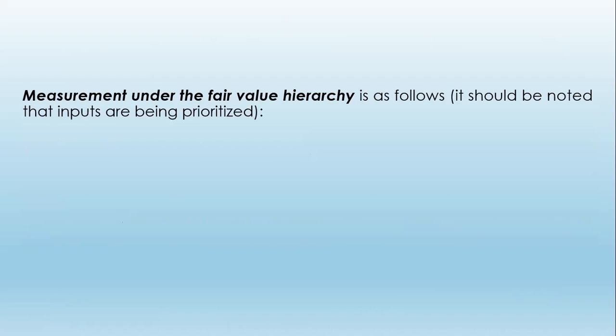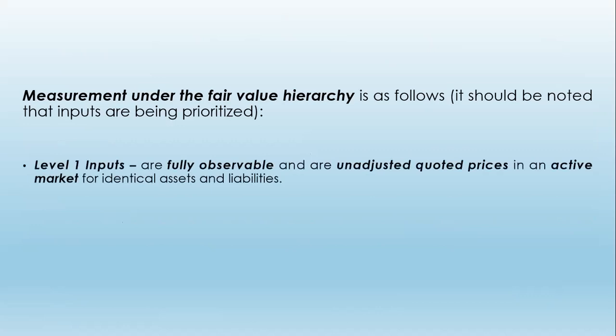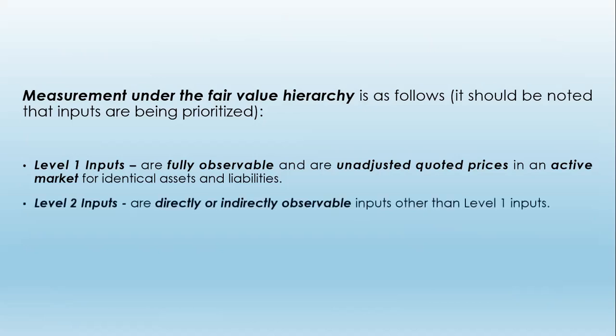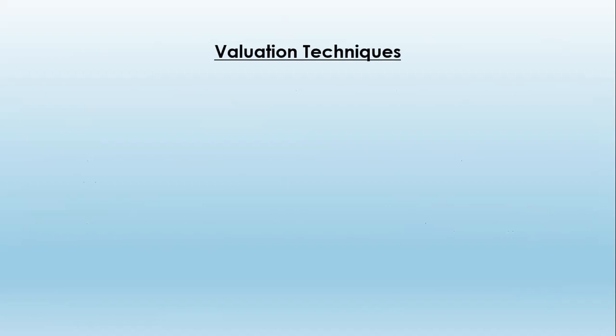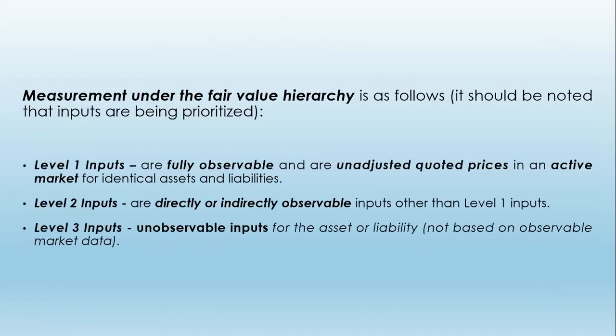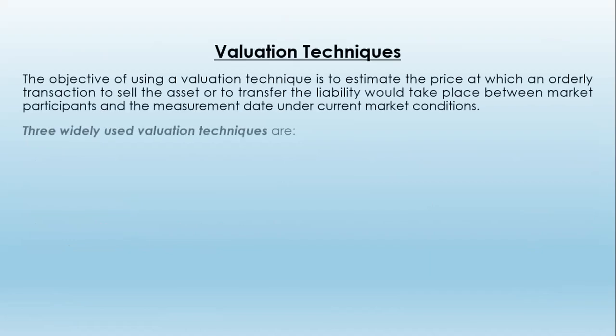It should be noted that inputs are being prioritized. Level 1 inputs are fully observable and are unadjusted quoted prices in an active market for identical assets and liabilities. Level 2 inputs are directly or indirectly observable inputs, and Level 3 inputs are unobservable inputs for the asset or liability, not based on observable inputs.